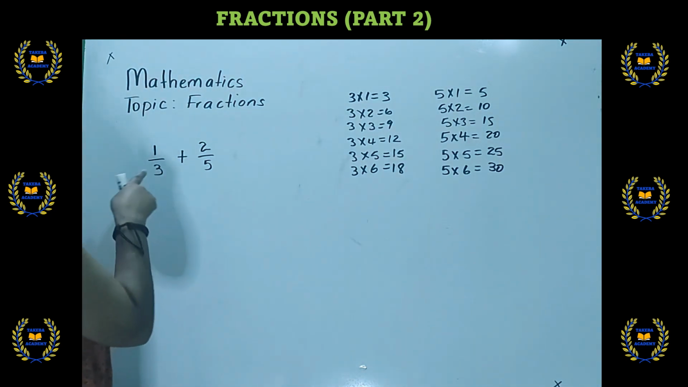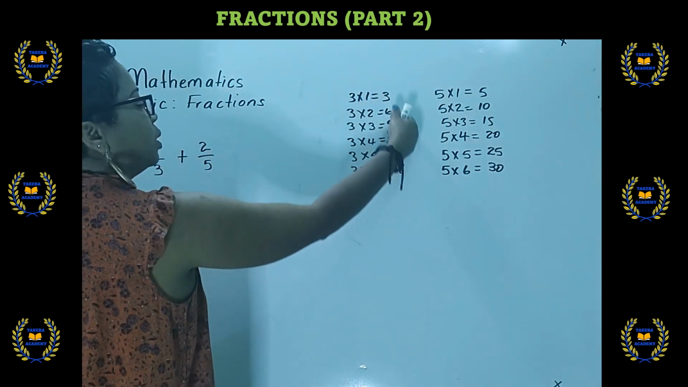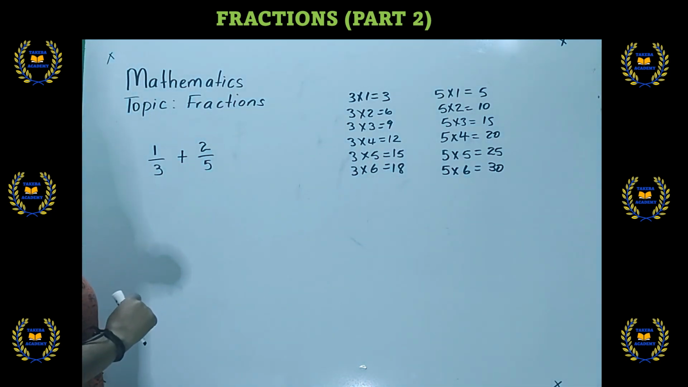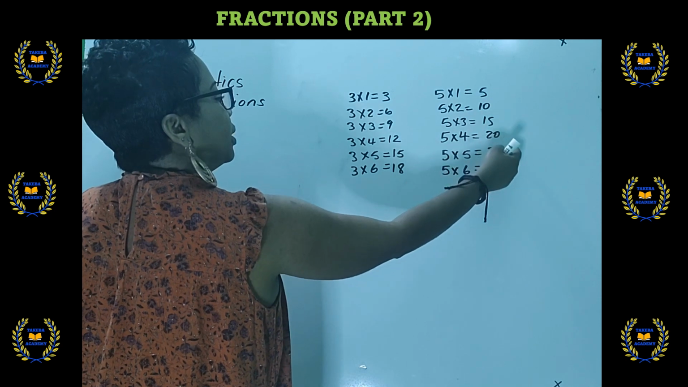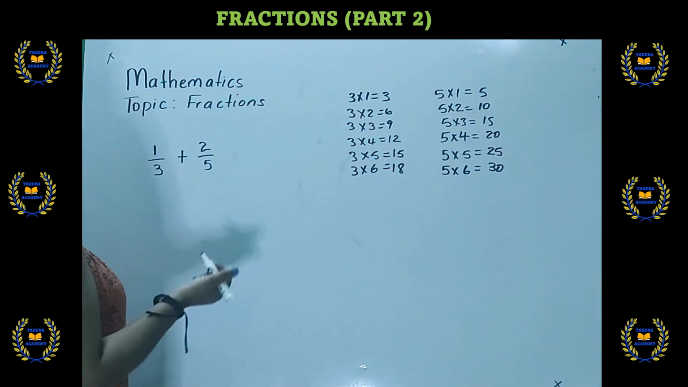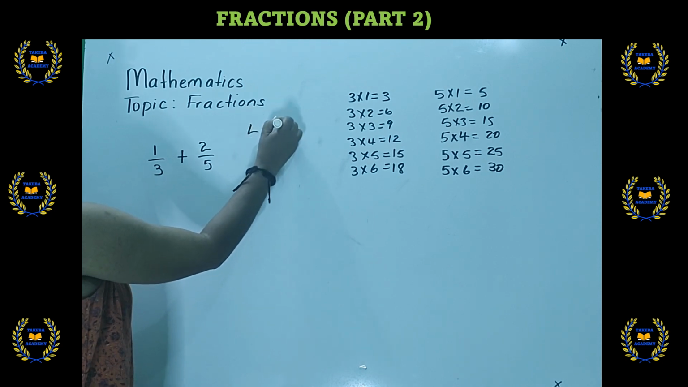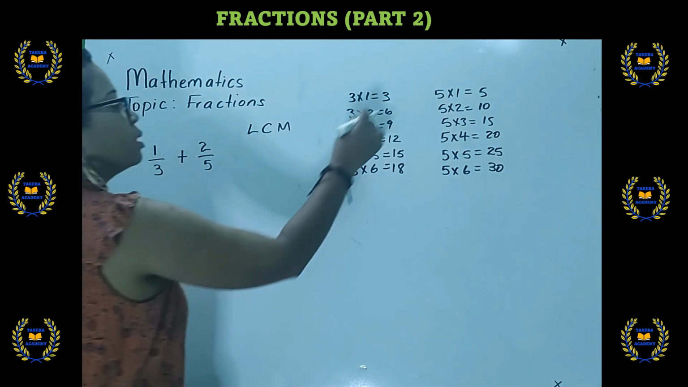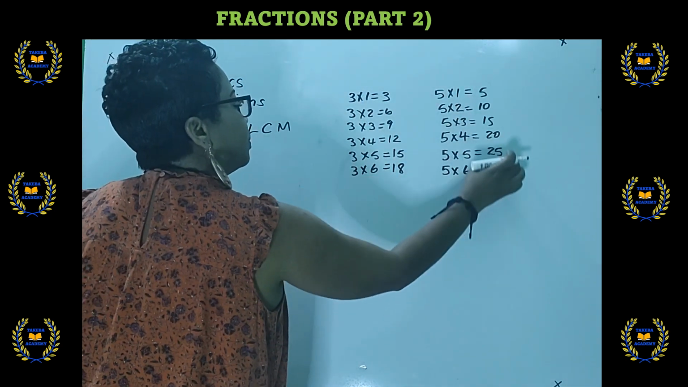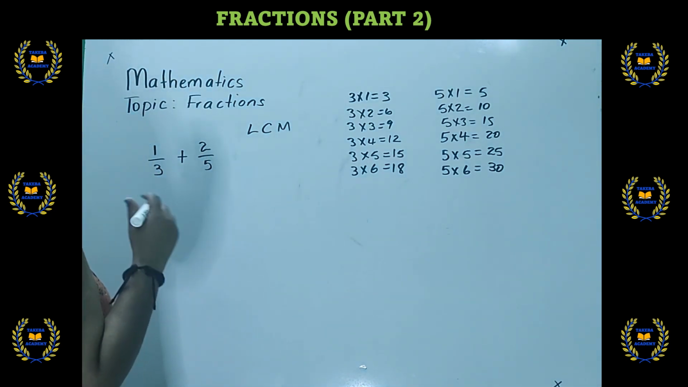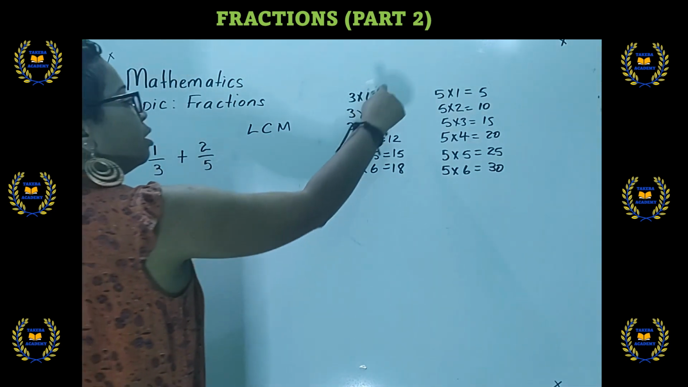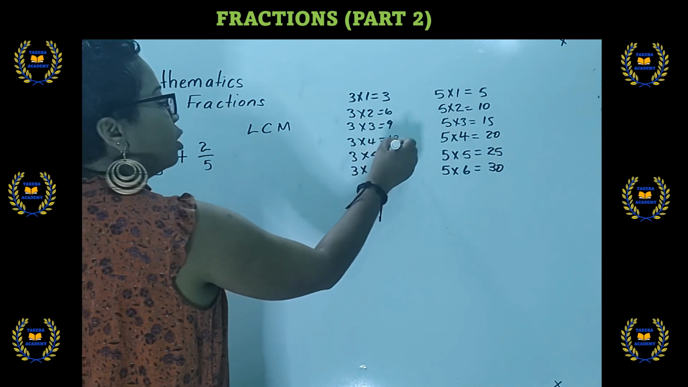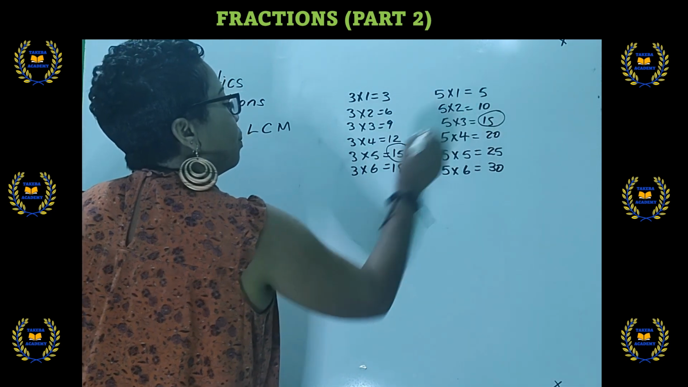So again, like I said, we're looking for the multiples of 3. Here are the multiples of 3: 3, 6, 9, 12, 15, and 18. And then we're looking for the multiples of 5: 5, 10, 15, 20, 25, 30. Now, as I said, we are trying to find the LCM, which is the lowest common multiple of 3 and 5. So let us look at the multiples of 3 and the multiples of 5 and see if there is a common multiple. Is there a number here that you also see over here? And when I look, I see the number 15 is common to both, okay?